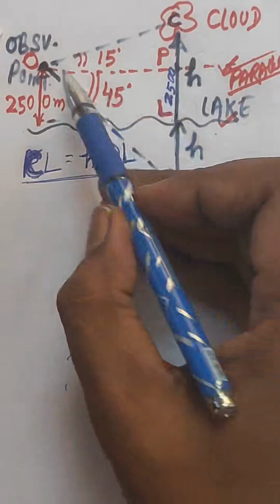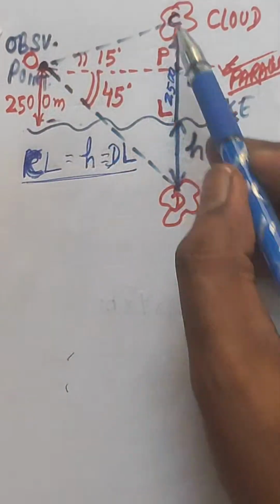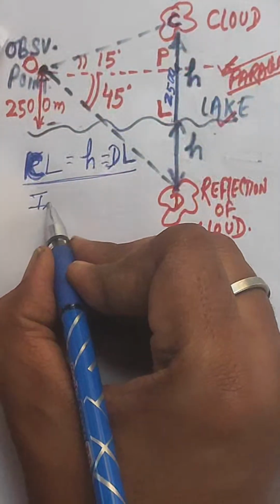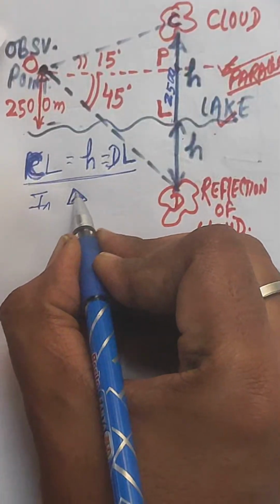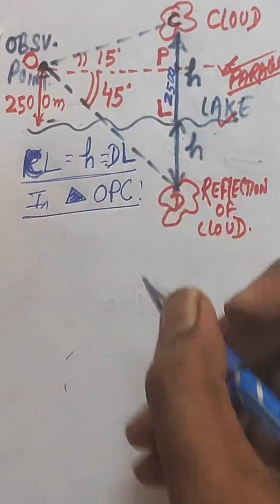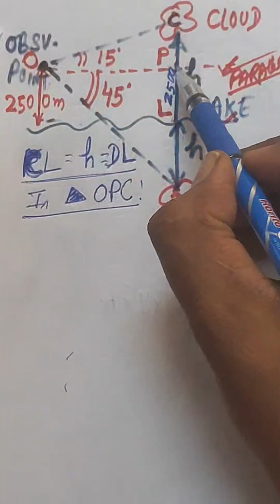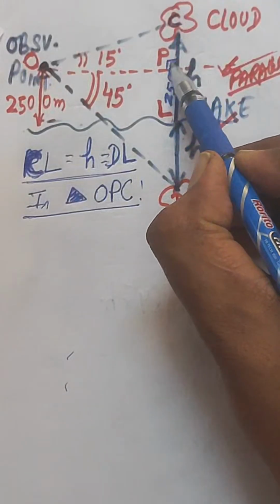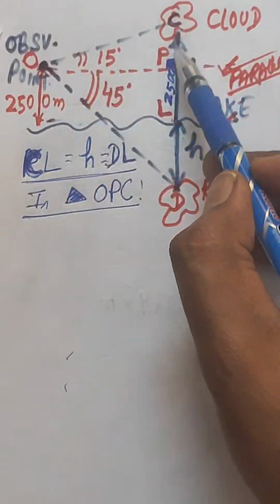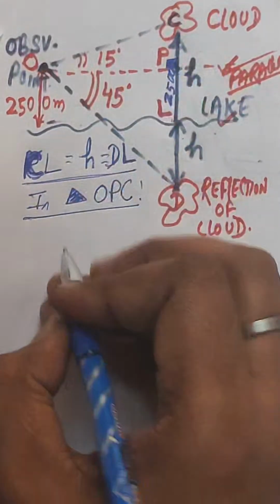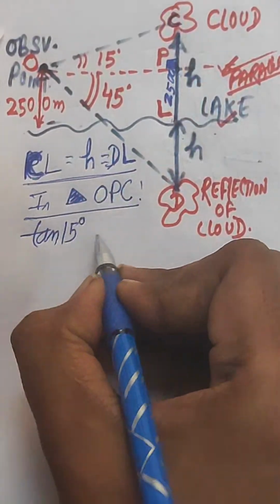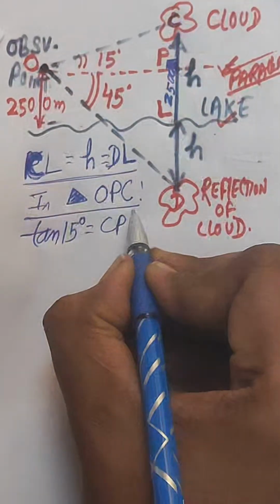Now take triangle OPC. In triangle OPC, this angle will be 90 degree. Then tan 15 degree will be CP by OP. Tan 15 degree is nothing but CP by OP.